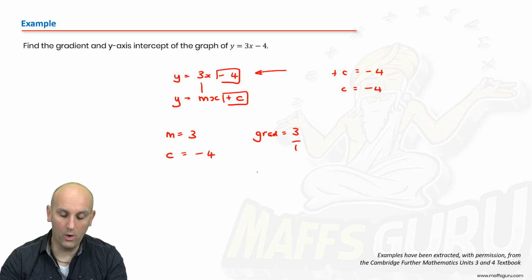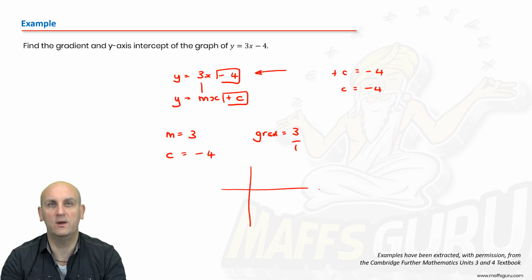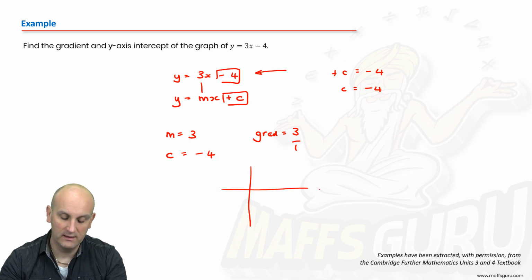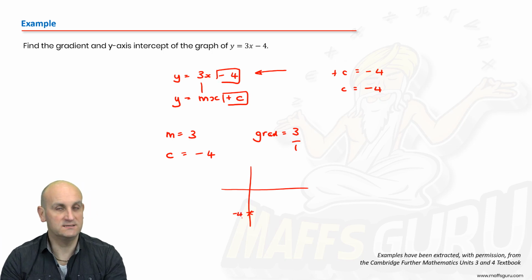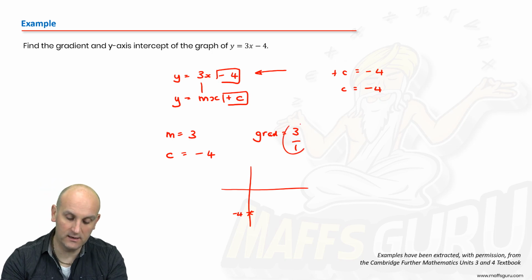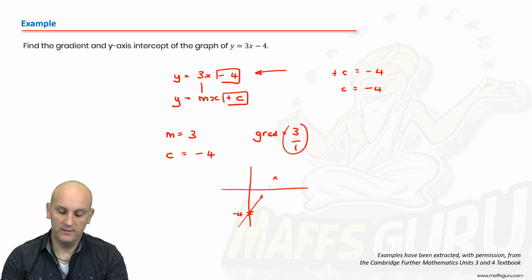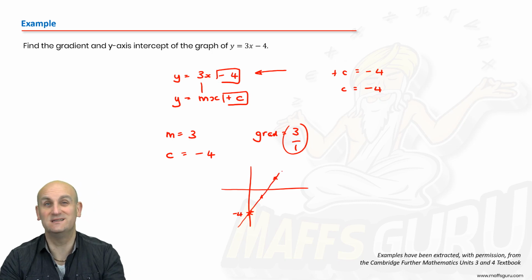And we know that my y-axis intercept, if I was going to start this graph anywhere, or if I know one point on the graph, is here at -4 on the y-axis. Not the x-axis, the y-axis. Do I have everything I need to be able to sketch this graph? Well, absolutely. I'm going to go 3 up and 1 across, 3 up and 1 across, and lo and behold, there is my straight line. That's why the y-axis intercept is so useful.